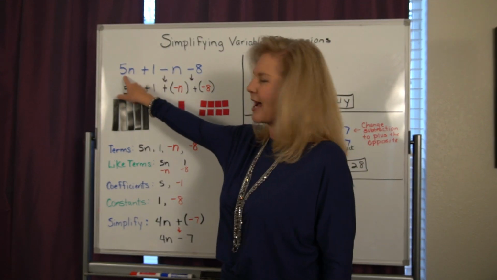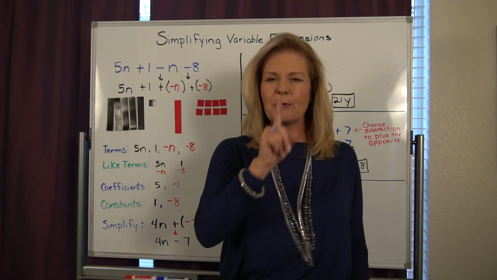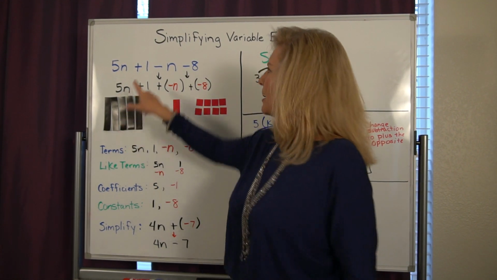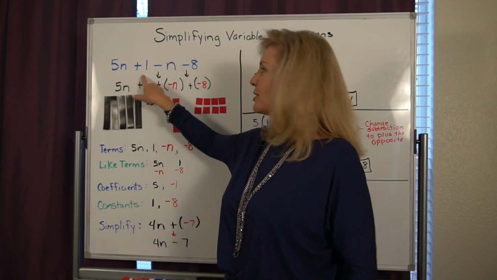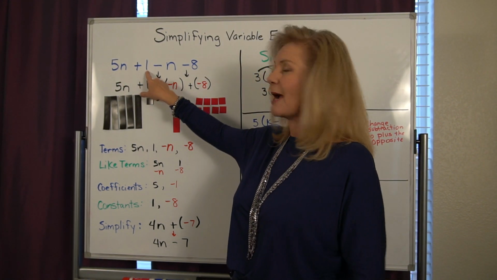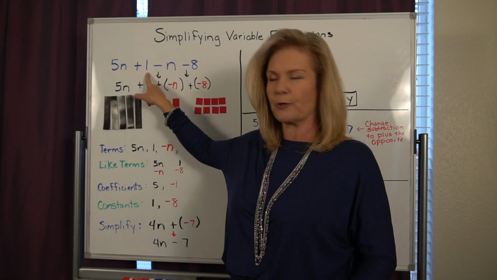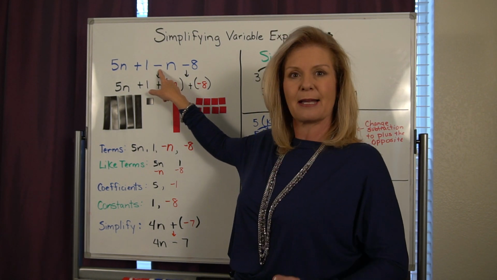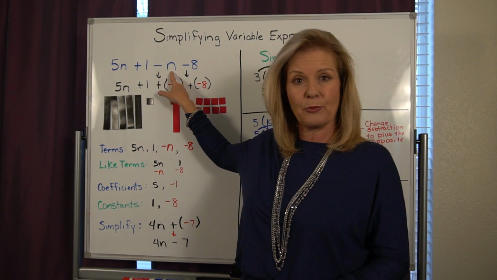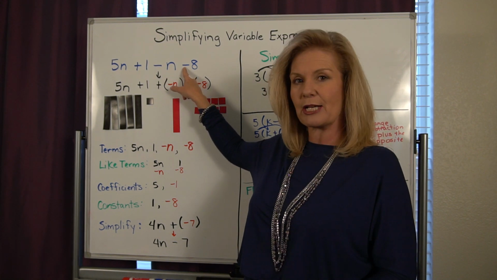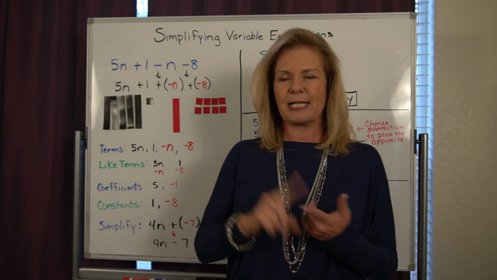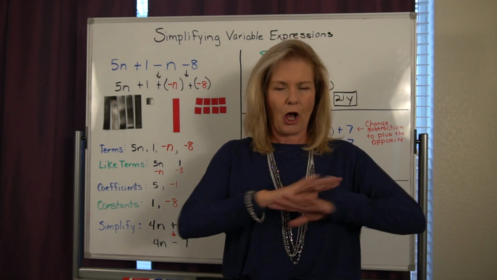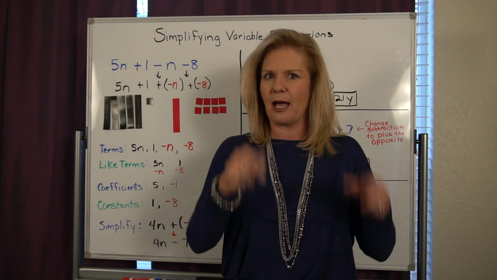So here I have 5 times n. That would be a single term. But here I have my addition sign, so that's separating these two into two different terms. So my 1 would also be a term. This subtraction sign separates the next term. N would be a term. And this subtraction sign separates 8, which is another term. So addition, subtraction, and division all separate terms, but not multiplication.